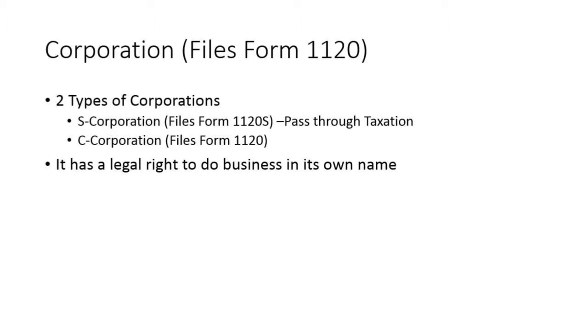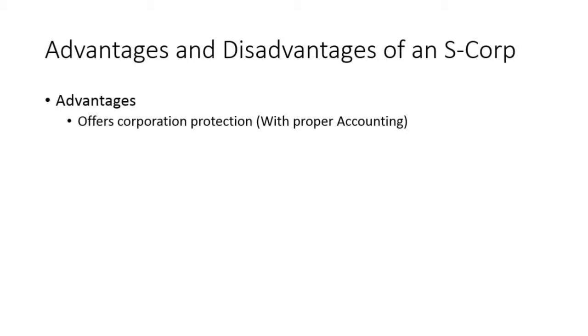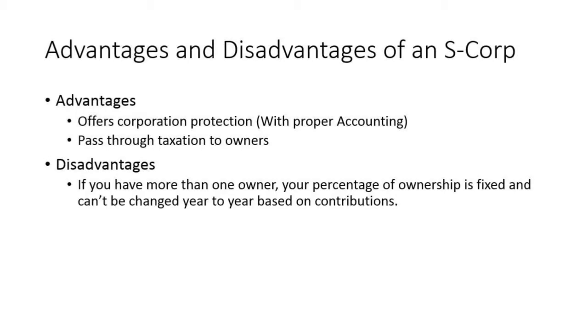So continuing back on the corporations, the corporations have a legal right to do business in its own name. They must get permission from the state to operate. And it has a legal right to own property. Now, some advantages and disadvantages of an S corporation. Some of the advantages are, with proper accounting, your corporate officers are protected. And again, there's pass-through taxation to the owners. On the disadvantages, if you have more than one owner, your percentage of ownership is fixed and can't be changed year to year based on contributions, which is what I just talked about.